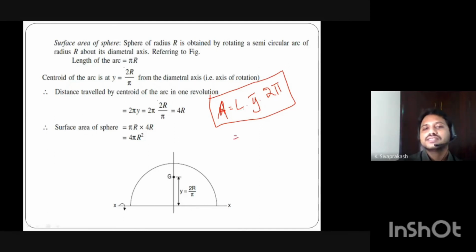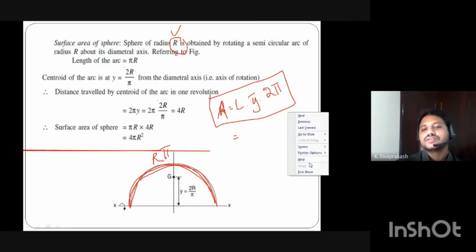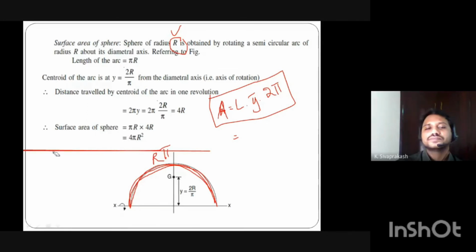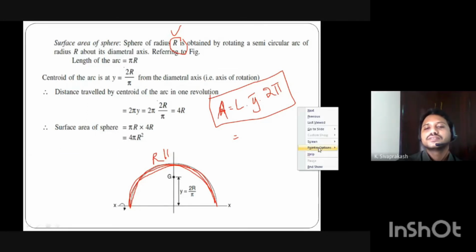Then here, what is L? Length of the curve. So can you find the length of the semicircle curve? The semicircle is making an angle, pi, 180 degrees, and the radius of the semicircle we have taken as capital R. Then what is the length of the curve? Radius into angle, that is R into pi, 180 degrees. So this is the length of the curve: R into pi.